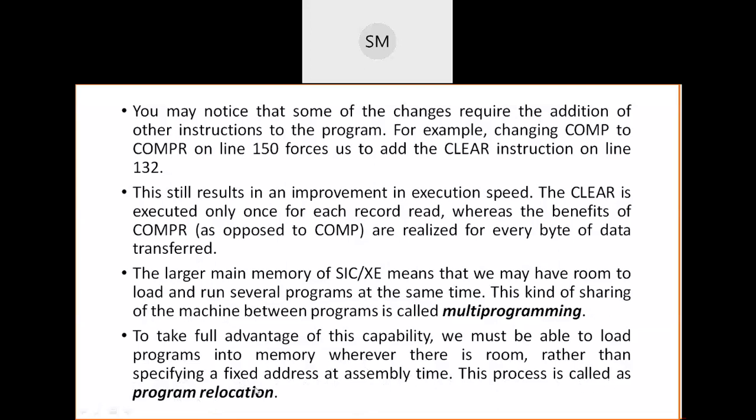This is a very important point. Keep it in your mind because it is asked many times in your exam: explain the program relocation concept. In the next classes, I will explain this program relocation. So what is program relocation?